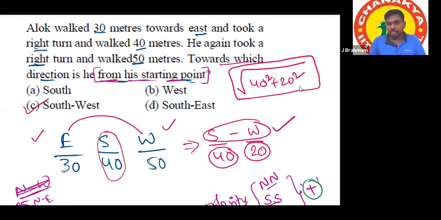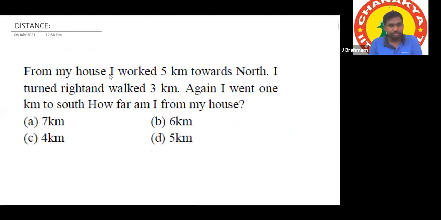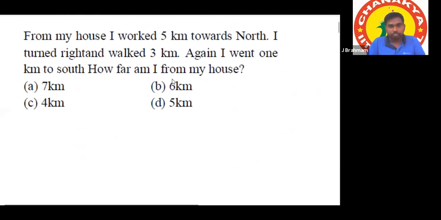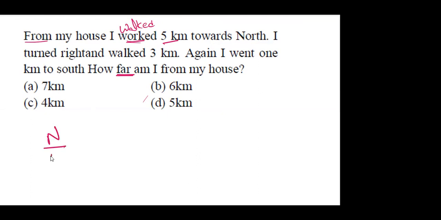We'll do this type of question also in the next exercise. I'm going to another model: considering distances, distance-based problems. See, here the question is: from my house I walked 5 kilometers towards north. What is the question here? How far? Distance is asked, that's why we need to consider distance. So initially north, the distance is 5. Okay, from there I turned right.